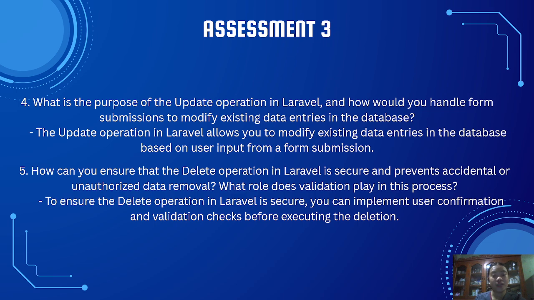To handle updates, you would create a form pre-populated with the current data of the item you want to edit. When the form is submitted, it sends the updated data to a controller method. This method validates the input and uses Eloquent to find a specific record by its ID and update it with the new data.